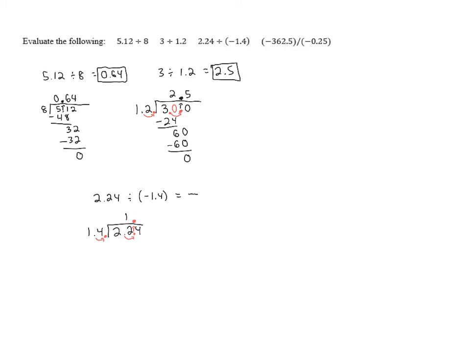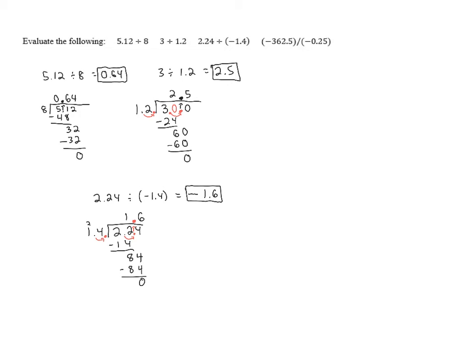14 goes into 22 once. 1 times 14 is 14. When we subtract, that leaves us with 8. Bring down the 4. Now we need to know how many times 14 goes into 84. That is going to be, I believe, 6. 6 times 4 is 24. Carry the 2. 6 times 1 is 6, plus 2 is 8. Good, that was correct. We're left with 0, which means we can stop. We said the answer would be negative, and so our final answer is negative 1.6.